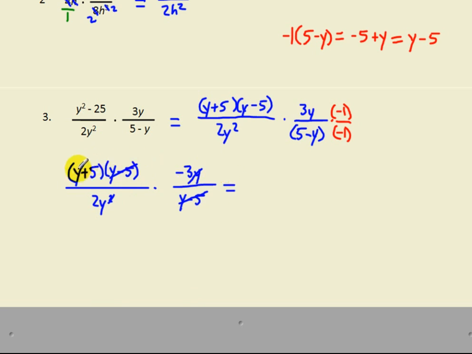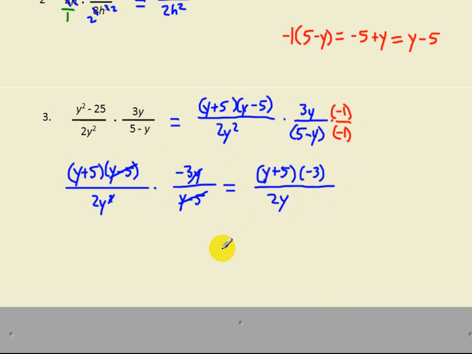And now we finally multiply across, and we have y plus 5 times negative 3 over 2y times 1, which is just 2y. Now, I would be fine with seeing the answer like this. There's no more simplifying that you can do.